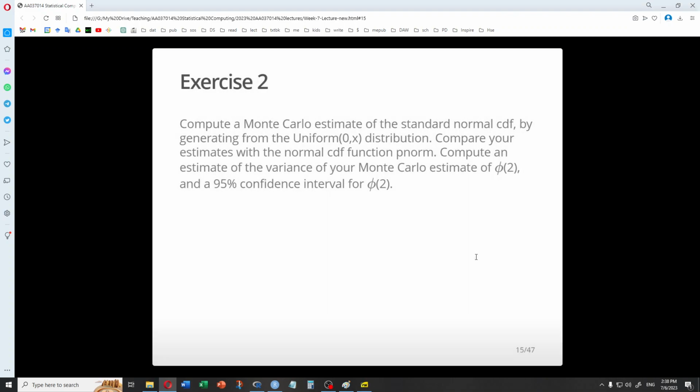Okay, so this is another exercise. Maybe you want to do this so that you understand better. Here I want you to compute a Monte Carlo estimate of the standard normal CDF by generating from the uniform distribution from 0 to x, and then compare your estimate with the normal CDF function pnorm. Maybe you can do this for phi of 2, and try to get the 95% confidence interval for phi of 2. How to get the confidence interval? We are going to cover this later.